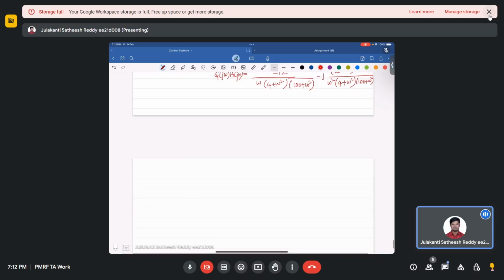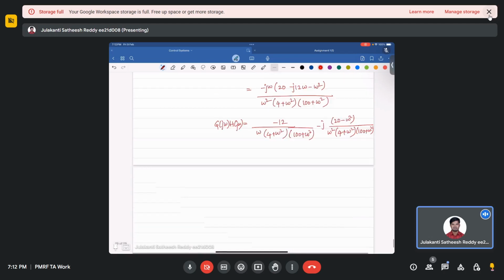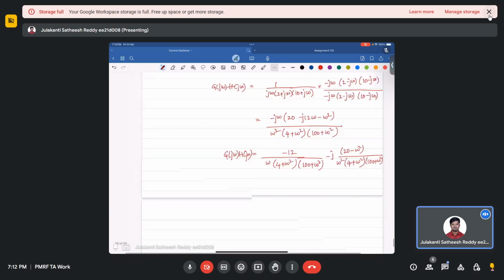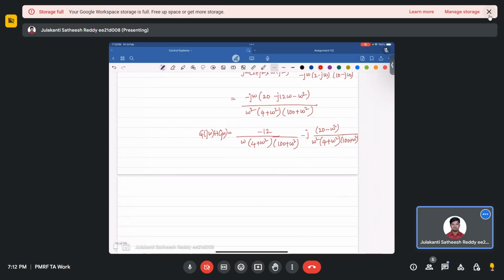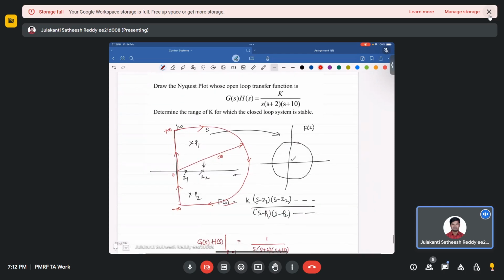Now this equation is what I have done: substituting s equals j omega and separating it into real and imaginary parts. Now we are mapping this one. First thing, we take the positive frequency, that means s tends to 0, omega tends to 0 plus to plus infinity. How is the plot?